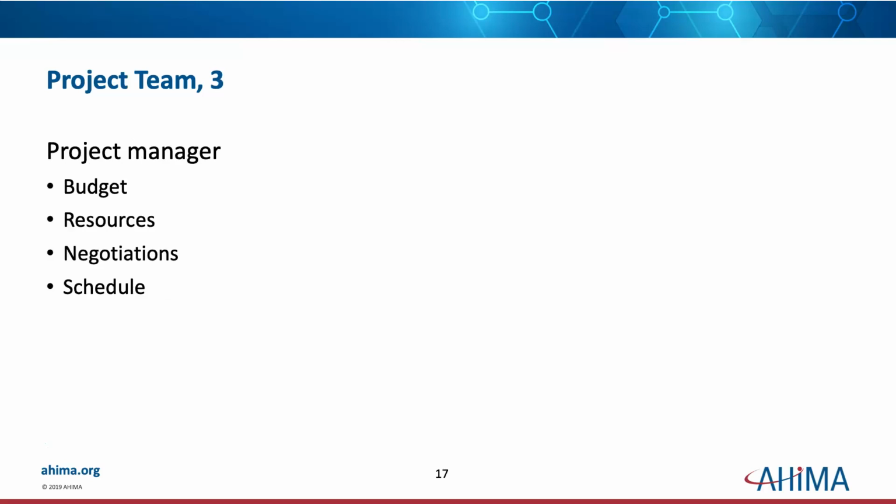The project manager is responsible for making sure you're staying on budget, that resources are allocated and utilized as they need to be, and that negotiations are taking place, although most organizations use the CIO to deal with negotiations. But if there are negotiations that need to be made between specialties or areas or units or that type of thing, the project manager is more likely to be involved in those. And then schedule. The project manager is responsible for making sure it stays on schedule.